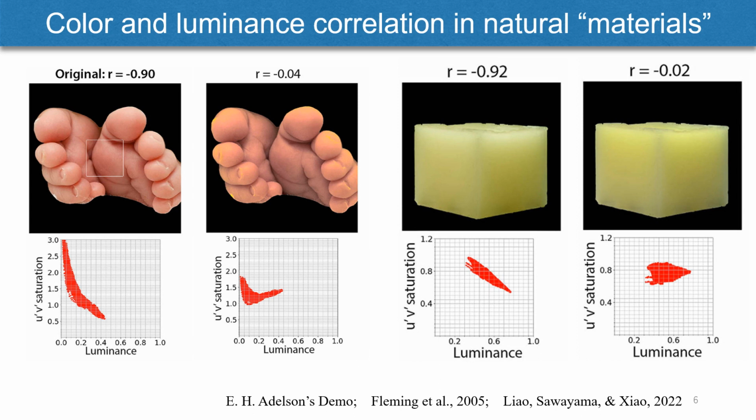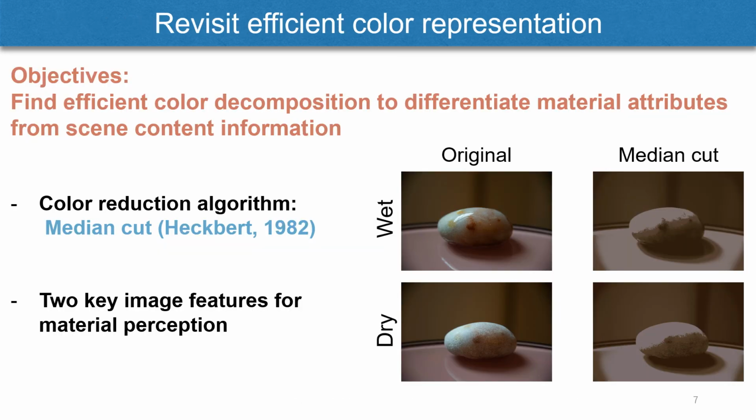These observations suggest that the separation of color and luminance is not so efficient for natural materials, and there might be a more effective way to decompose the input signals. This study explores such a decomposition method. Specifically, I will derive that a particular condition of a classic computer graphics algorithm is connected to critical features to separate material information from the scene structure information.